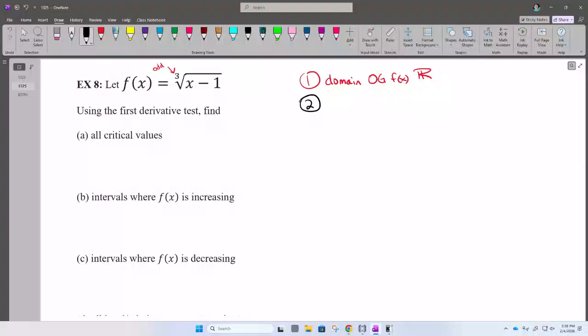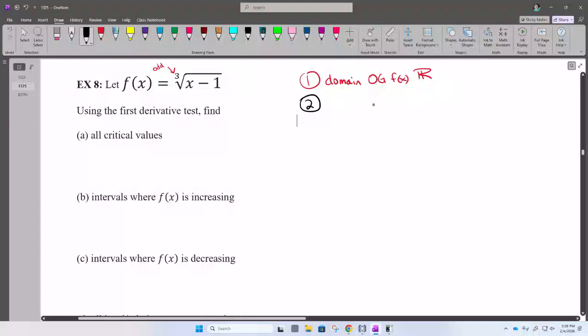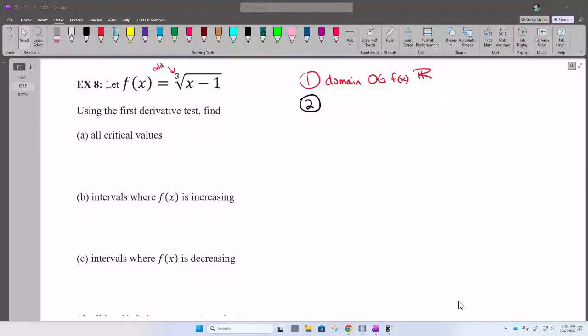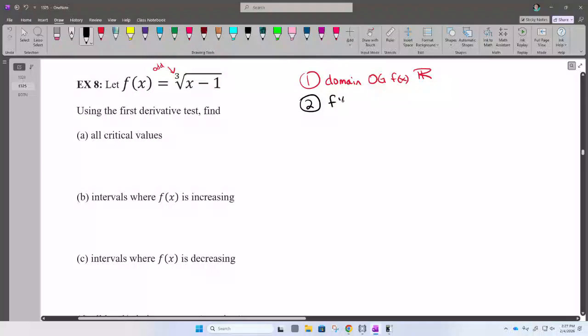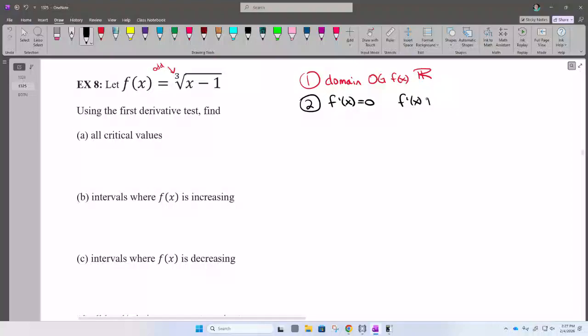The next thing we are going to do is to find our critical values. All right, so critical value, the only place a maximum might occur, so we need to find where the derivative equals 0 and where the derivative does not exist. So I need to find the derivative. So I'm going to rewrite this. Instead of the cube root, I'm going to make it to the 1/3 power.